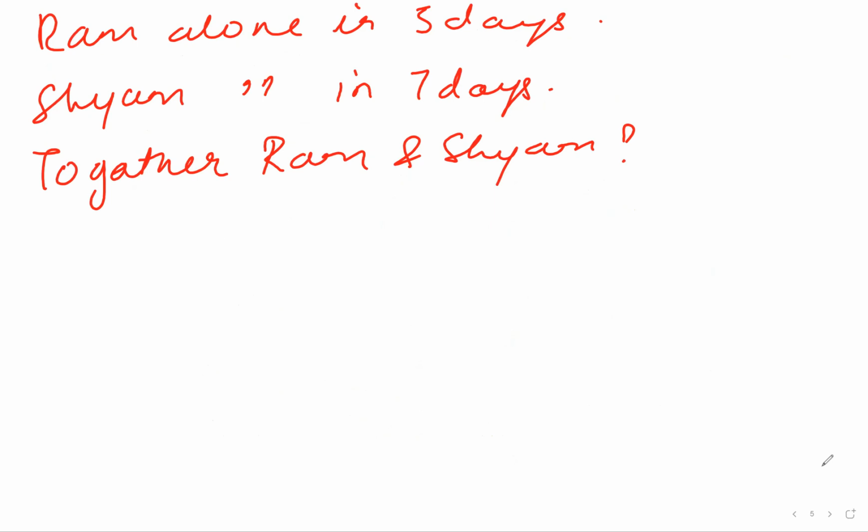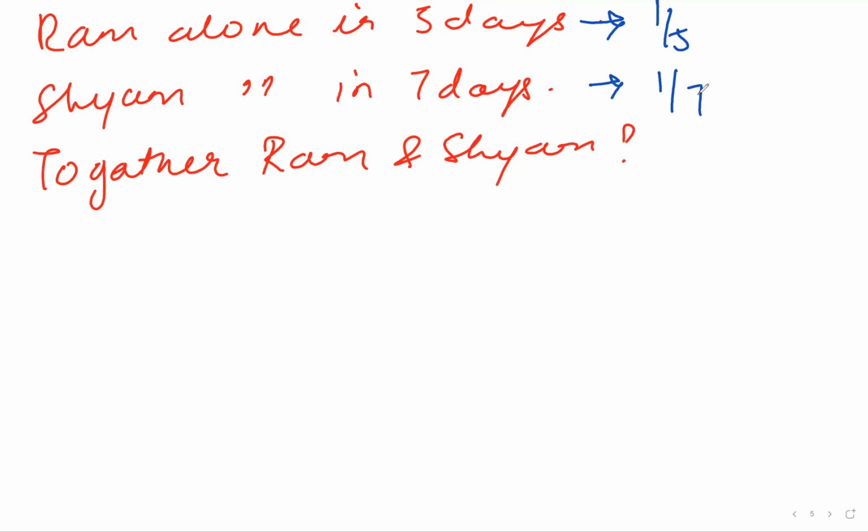Ram alone can do the work in 5 days. Shyam alone can do the work in 7 days. Together, Ram and Shyam can finish the work in how many days? See, kids, in such kind of questions, we should always consider how much work they can complete in one day. So, Ram alone can complete 1/5 of the work in one day. Shyam alone can complete 1/7 of the work in one day.